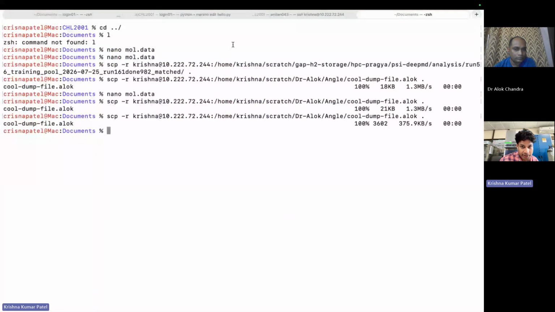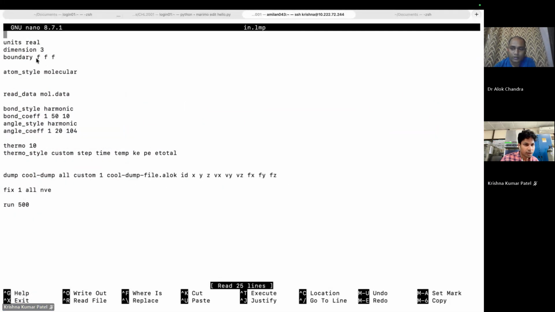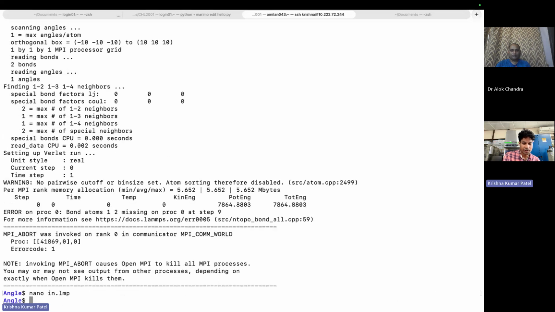We are already using PBC, periodic boundary conditions. Let me see. Sorry, the boundaries are fixed. Fixed, which means, can we make it flexible also? Yes, these are the things that we read in theory. So I changed it to P. P means periodic, which means if an atom crosses from one side, it will reappear on the other side.